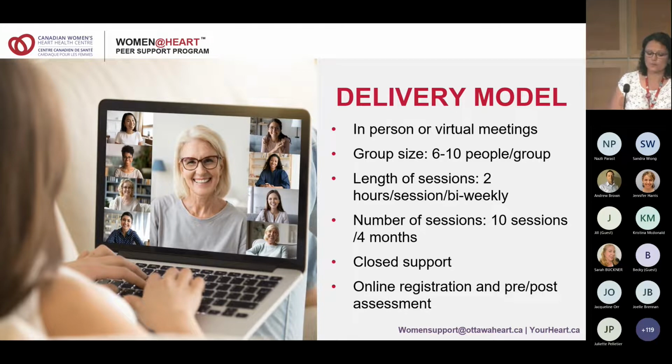Since the pandemic, we were able to reach out to women outside of the Ottawa area because the program is virtual, and our reach outside of Ottawa has increased by 312%. So there is definitely a need. The women are looking for support. So we want to keep expanding that program and helping as many as we can.